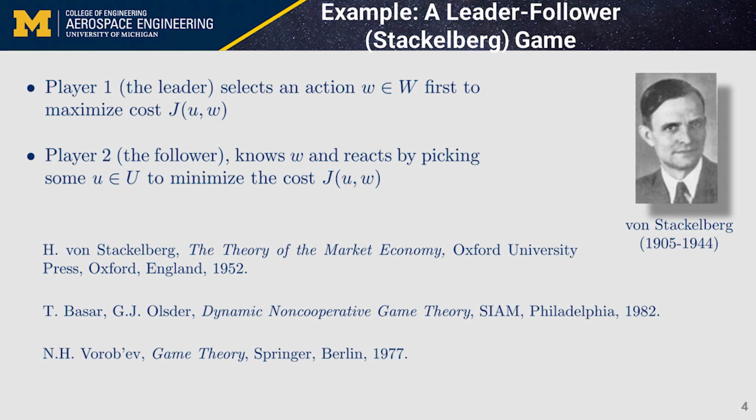There is a second player, the follower, and the follower reacts to the action of the leader. So it knows W and reacts by picking its action, denoted by small u, to minimize the cost. Now, you could have different rewards for both players, but this is a very simple setting where the cost function is the same.